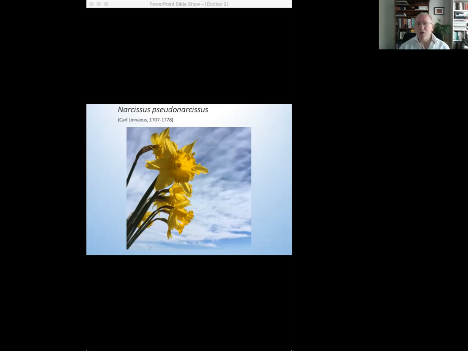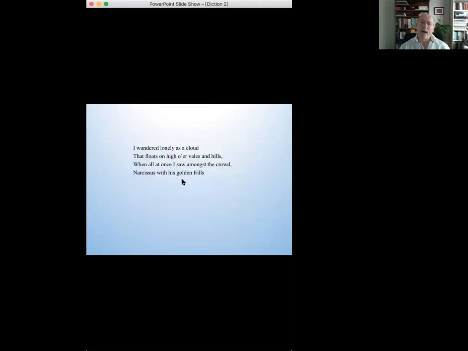Also, even though Wordsworth was not a botanist, and even though he's not addressing botanists, he still might have referred to the yellow flowers as just narcissus, as was sometimes done in England from the 17th century onwards. He might, for example, have written the first stanza in this way: I wandered lonely as a cloud that floats on high over vales and hills, when all at once I saw amongst the crowd Narcissus with his golden frills.